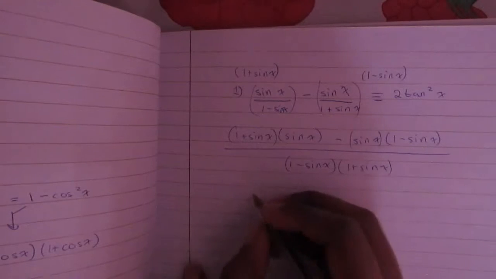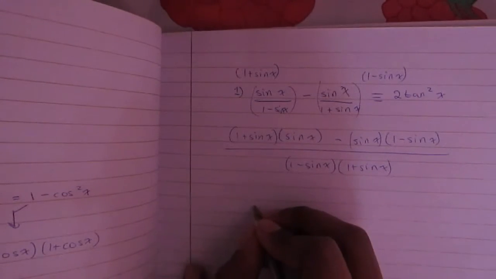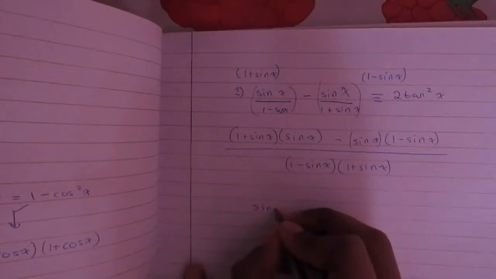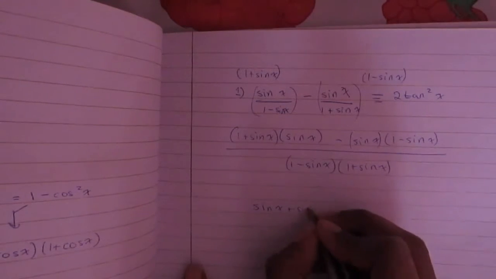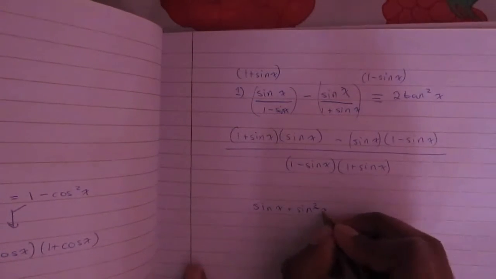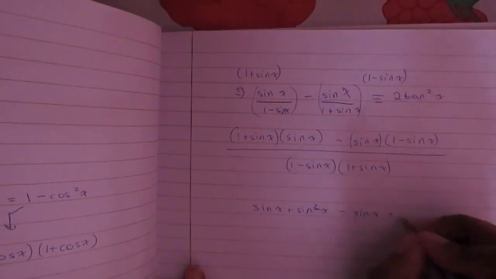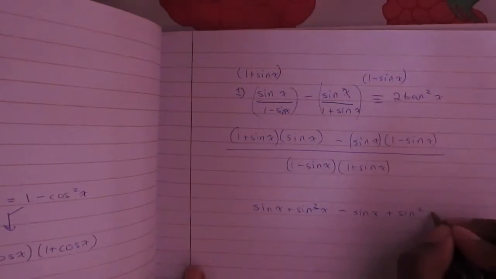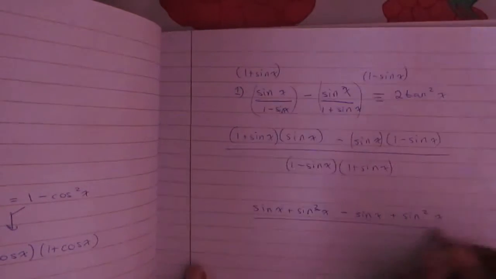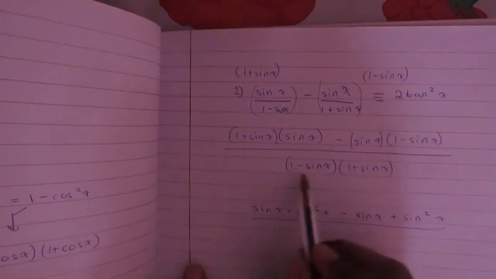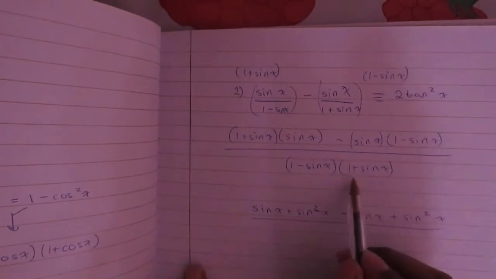So let's expand. Sine x times 1 is sine x. Sine x times sine x is sine squared x. Then negative sine x times 1 is negative sine x. Negative sine x times negative sine x is positive sine squared x, because negative times negative gives you a positive. Then you have the bottom part, 1 minus sine x times 1 plus sine x.